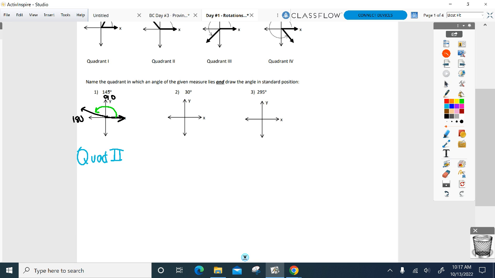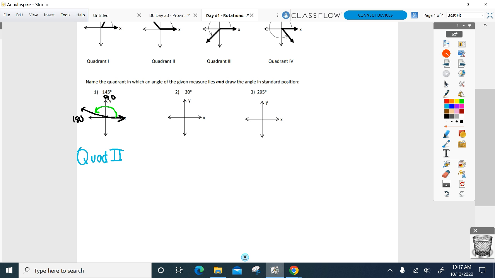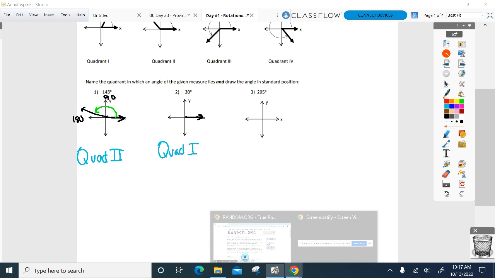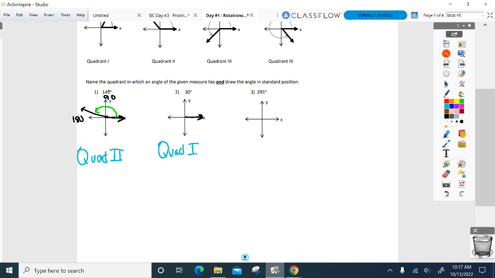Anything you want to ask before we do a couple more? Go quicker. All right, 30. Which quadrant are we in? Quad 1. There we go. Everyone draw your initial side on the x-axis. Should my terminal side be closer to 0 or 90 in the first quadrant if I'm graphing a 30-degree angle? Should I draw it closer to 0 or 90?